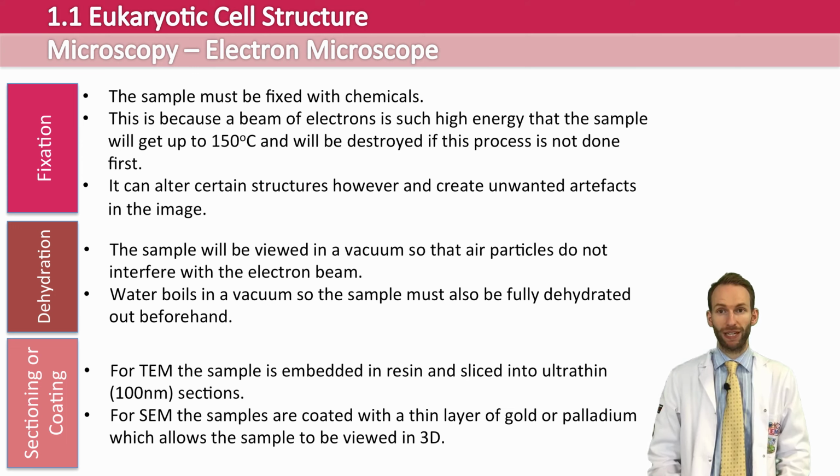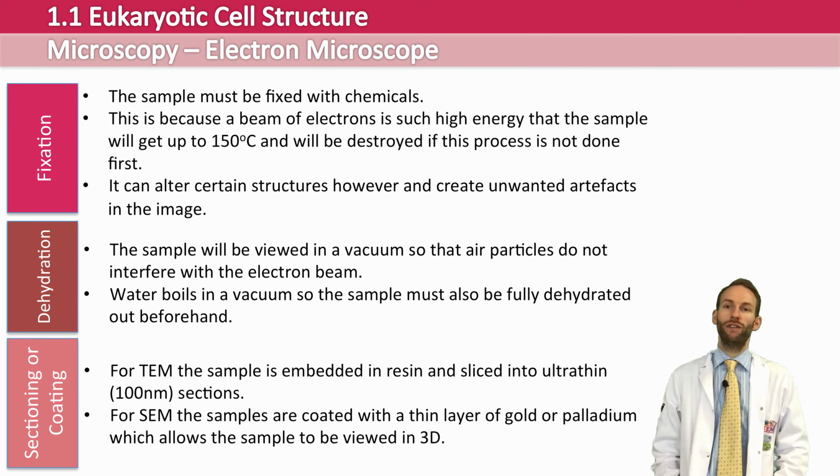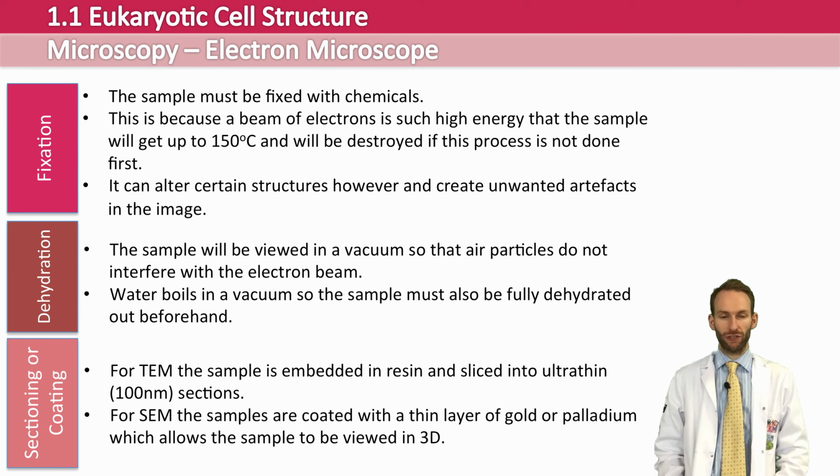Now, in terms of sectioning or coating, it depends whether you want to look at the sample in a transmission electron microscope or scanning electron microscope. For the transmission electron microscope, you need to embed the sample in resin and slice it into ultra thin sections that are about 100 nanometers. For the scanning electron microscope, you actually want to coat the outer layer of the sample in a very thin layer of gold or palladium, and that allows us to generate this 3D image with electrons being bounced off the surface.